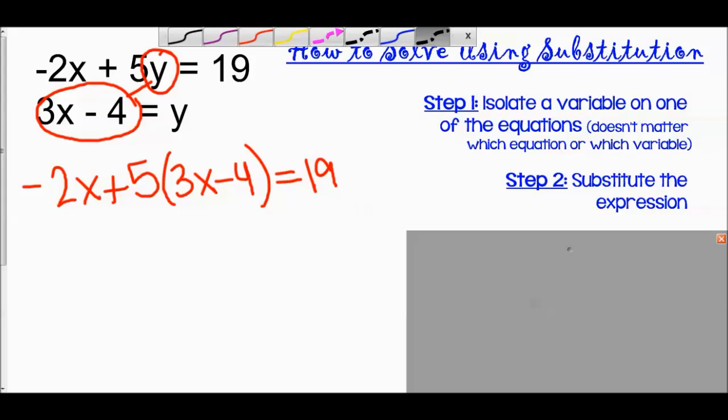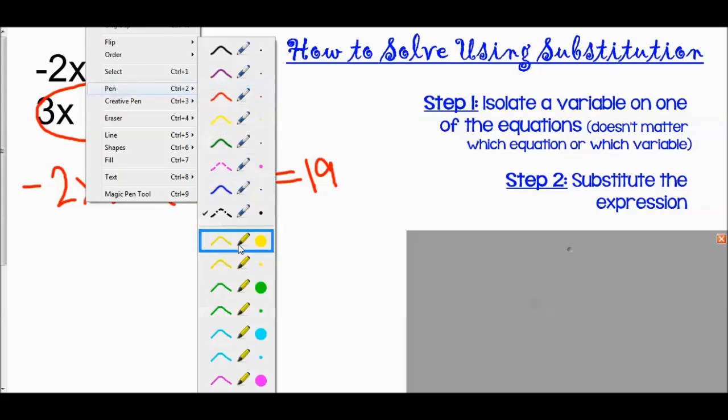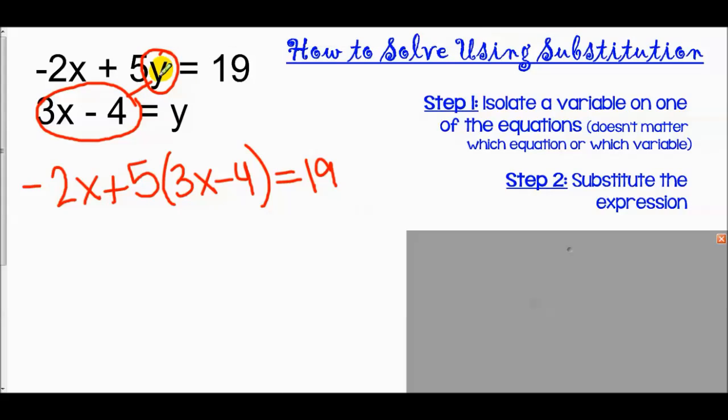So as you see, let's get a highlighter. Y is there. This is the same thing as y. So I've put that in right there. I've taken this bubble and put it in for y. Everything else looks the same: negative 2x plus 5, negative 2x plus 5, equals 19, equals 19.